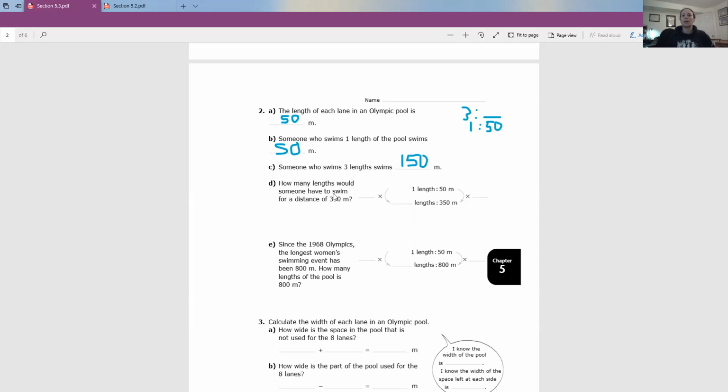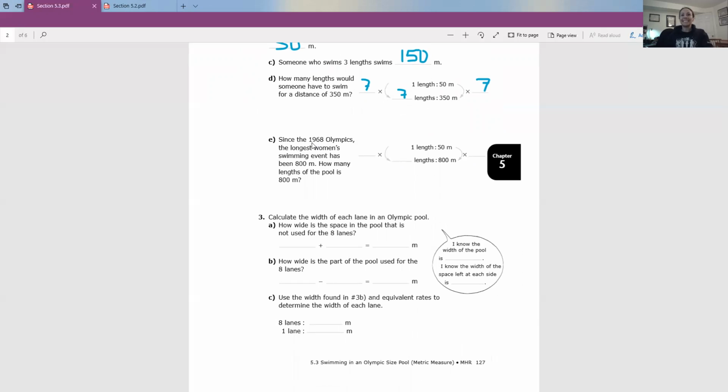How many lengths would someone have to swim for a distance of 350? So if we look at 50, what do we multiply 50 by to get to 350? You can play around with your calculator for a while. Hopefully you get the answer 7. So if I take 50 times 7, I get 350. And if I take 1 and I times it by 7, 1 times 7, I should get 7. That means you would need 7 lengths to get 350 meters.